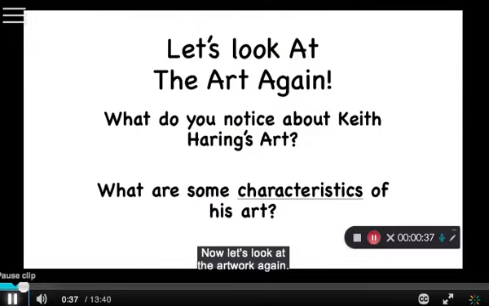Now let's look at the artwork again. This time when you look, I want you to think about these two questions. What do you notice about Keith Haring's art? And what are some characteristics of his art? Meaning, what are some things that if you saw his artwork on the street, you'd be like, oh, I know that's Keith Haring because his style uses these things. So let's look ahead, and this time, let's look closely.